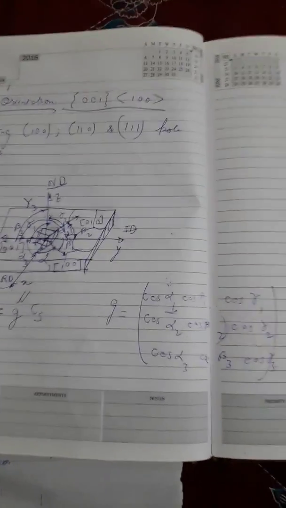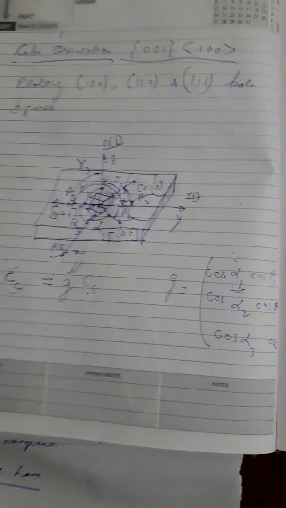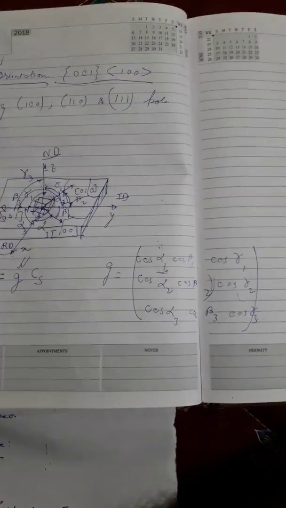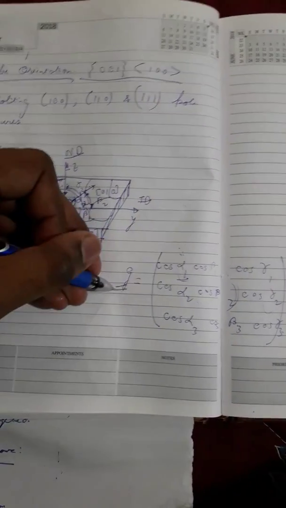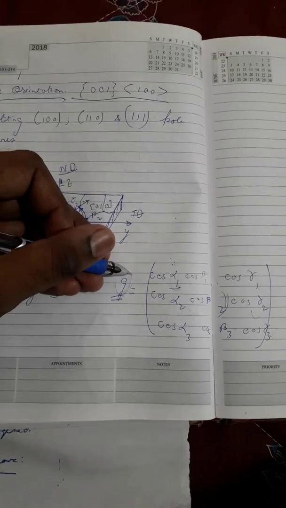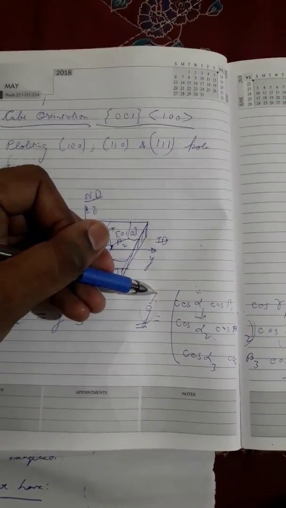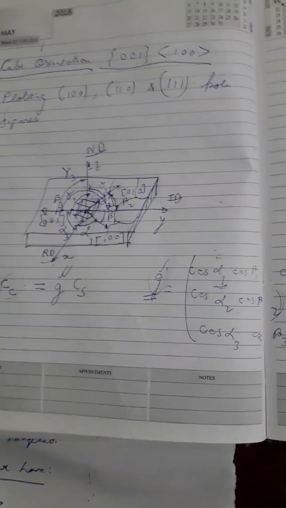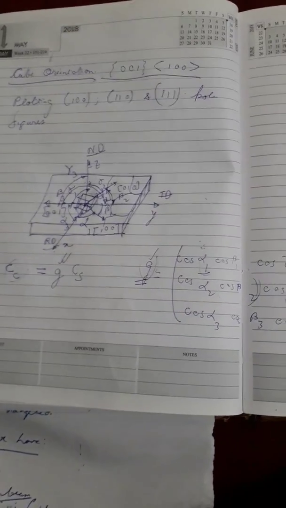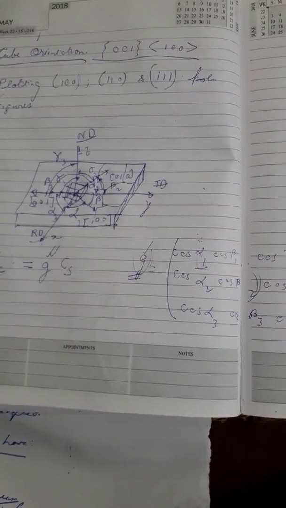So the diagram has become a bit clumsy, but this G is basically the orientation matrix, also called the rotation matrix. Why this is significant is because it is one of the ways of representing any kind of texture.